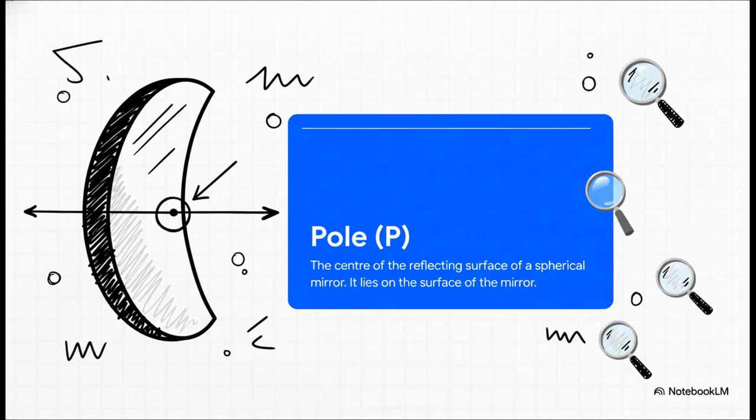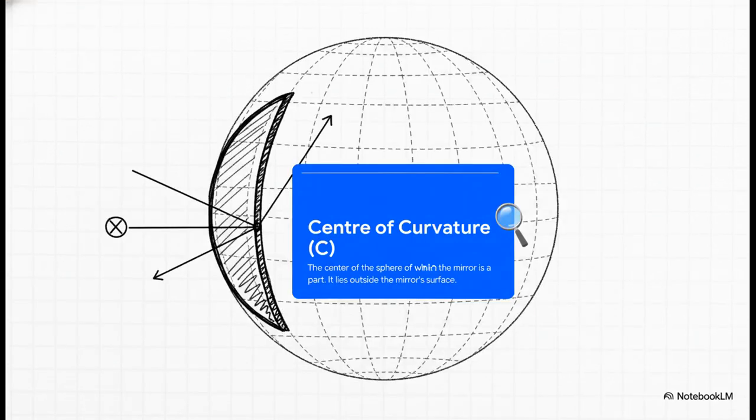The exact geometric center of the mirror's surface is called the pole, and we label it with a P. Just think of it as the anchor for all our measurements. Now, I want you to imagine that our curved mirror is just one little slice of a giant, complete sphere. The center of that imaginary sphere, that's what we call the center of curvature, or C. It's a super important point that's actually outside the mirror itself.